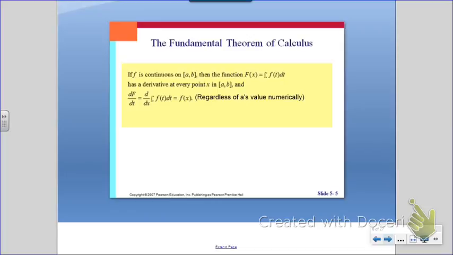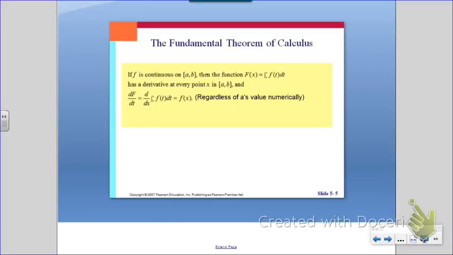The fundamental theorem of calculus tells us that if a function is continuous on the interval from a to b, then the function f of x equals the integral from a to x of f of t dt and has a derivative at every point x in the interval from a to b. And here's the big rule. The derivative of the integral gives us back the function. So think about that. Integral is antiderivative. If I take a derivative of an antiderivative, I'm back with what I started with. It doesn't matter what the bottom piece is.